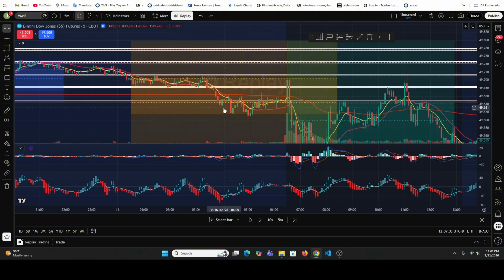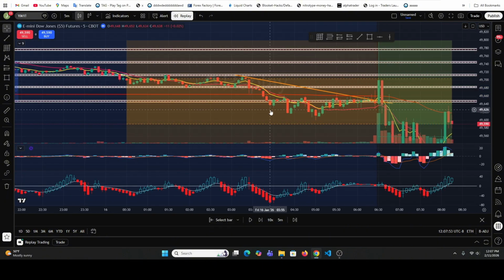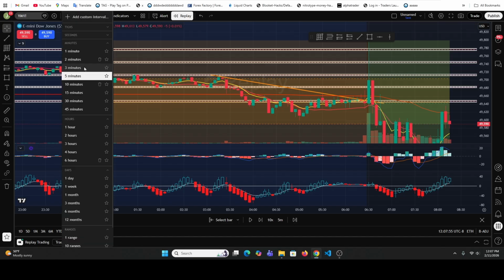Okay, so what do we see here? We can see that there is a large trend line playing out here. So we have 1 touch, 2 touch, 3 touch. Okay. Now we could say, let's select a bar and let's go down and look at this and make sense of it. Let's go down to a 1 minute.